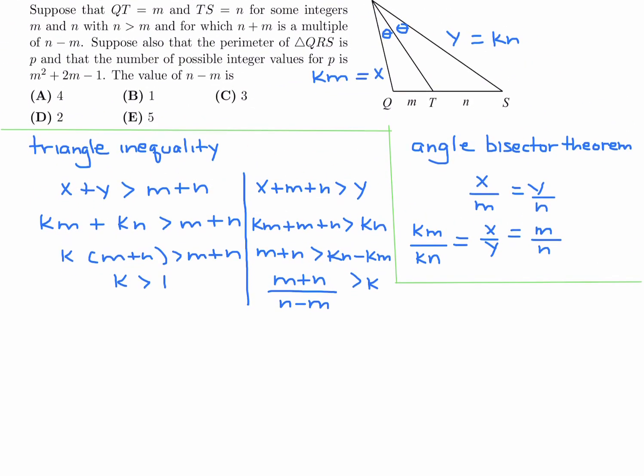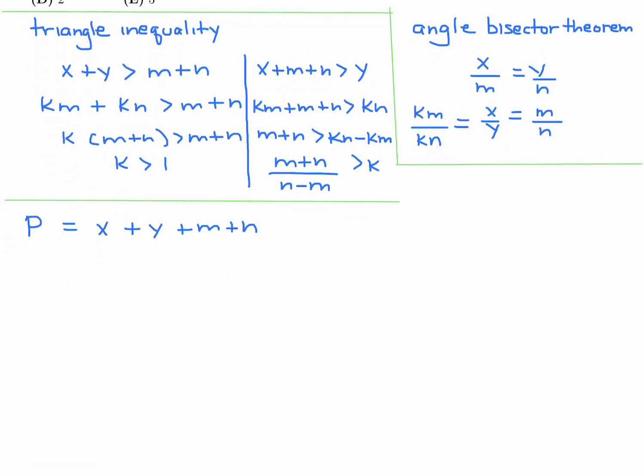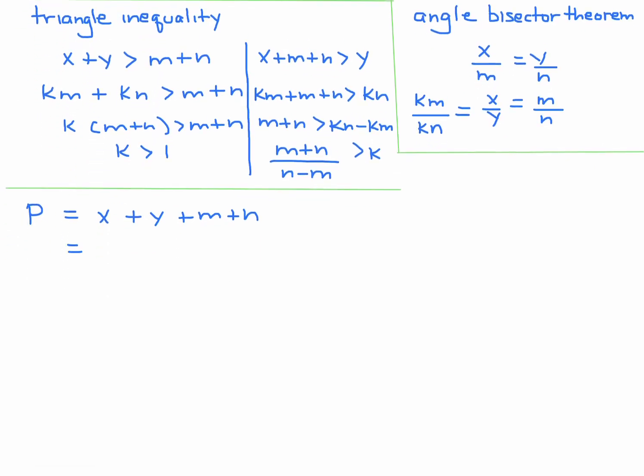Now let's start talking about the perimeter, which is something they are putting a lot of emphasis on in this question. The perimeter of this triangle, just based on what we have up there, is X plus Y plus M plus N. And the perimeter in terms of K's and M's, X is Km, Y is Kn, and then this is M plus N.